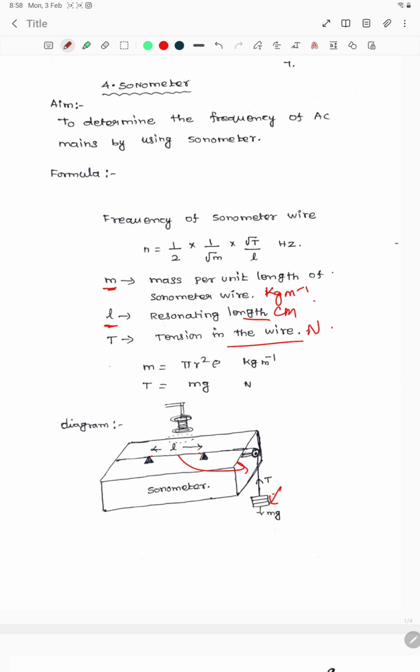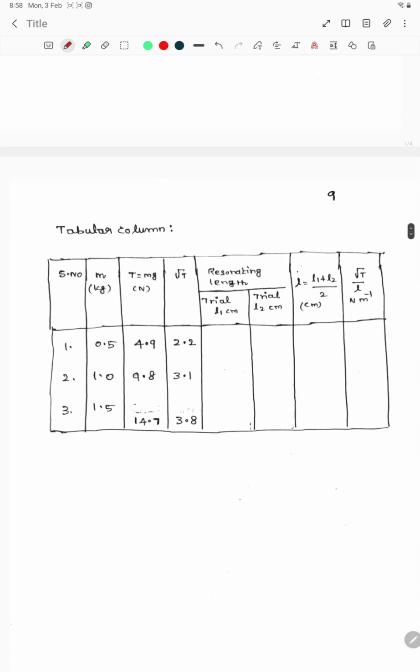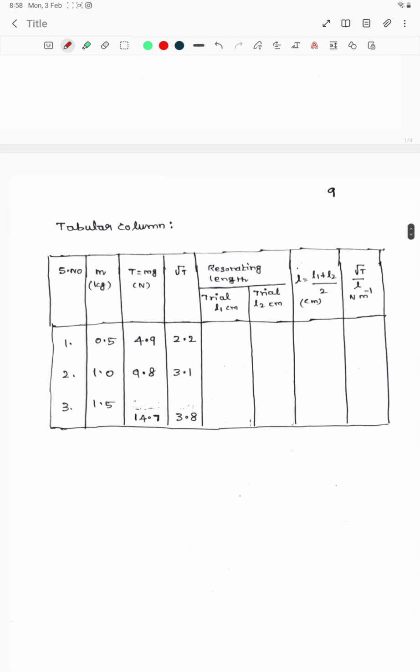Then finally in the table or column, you have to first write the serial number. Probably 4 to 5 readings you will be taking. I will show you the demo calculation for 3 readings. So first a serial number, and then the load that you are uploading. Usually you will have a 500 gram weight, so every disc will be equivalent to 500 gram. 500 gram in kilogram will be 0.5. If you add 2 of the discs, you will get 1 kilogram mass, and with 3 of the discs you will get 1.5.